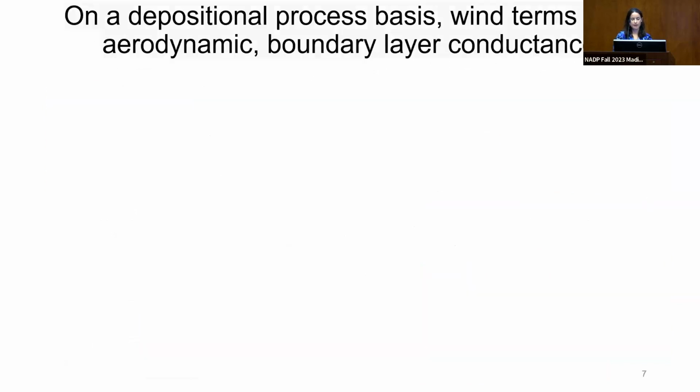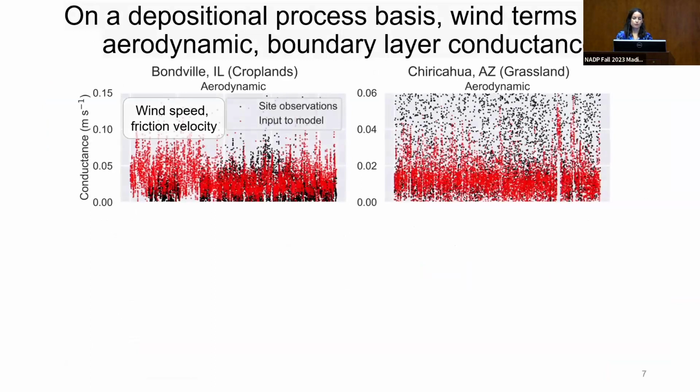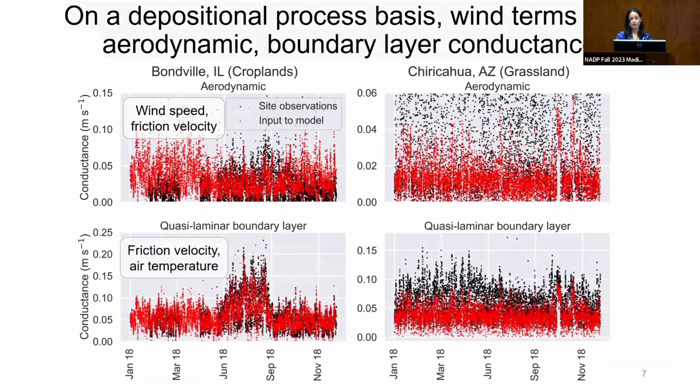Okay, so with that in mind, we move forward to look at an evaluation on a process basis relevant for our deposition model. Here I'm showing the input to the model in red, and the pilot site observations in black. On the left is Bondville, and on the right is Chiricahua. On this slide I'm going to show aerodynamic conductances, which is the top row, as well as the quasi-laminar boundary layer conductances, which have been calculated using either of those two data sets.